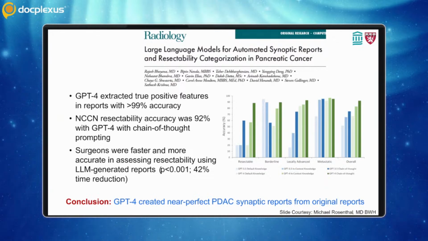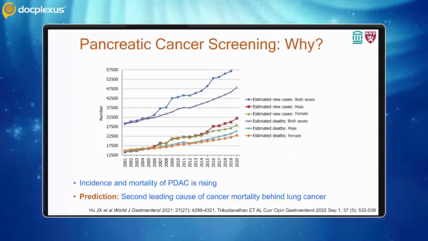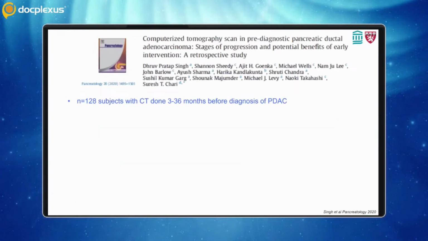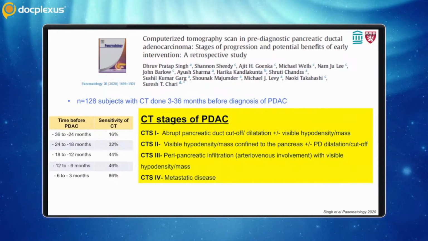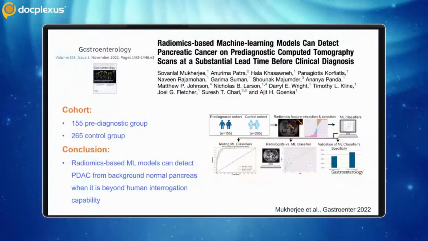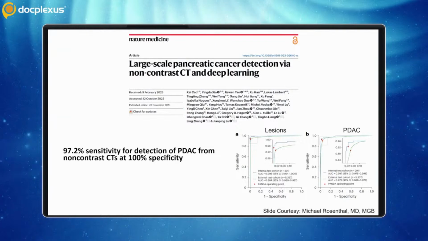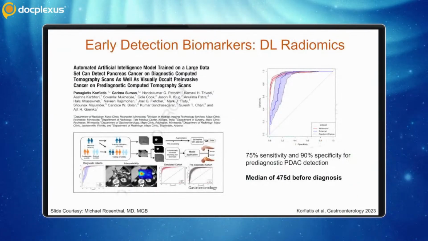Last section is on pancreatic cancer screening. The incidence and mortality of pancreatic ductal adenocarcinoma is rising. There's increasing interest in detecting pancreatic cancer before it manifests on imaging. Here are some research studies which have shown that radiomics-based machine learning models can detect PDAC even before human interrogation capabilities. There is increasing data emerging on the role of deep learning methods in early detection of pancreatic cancer.